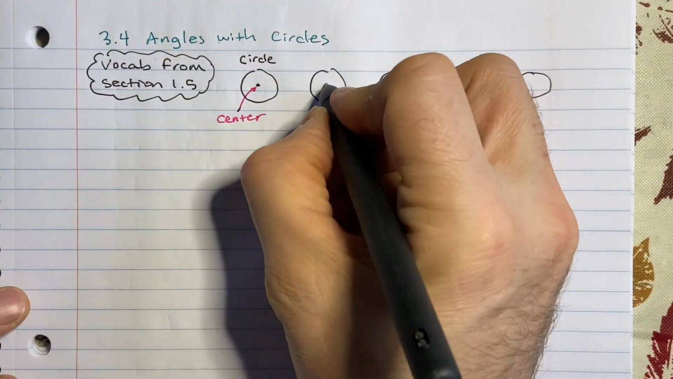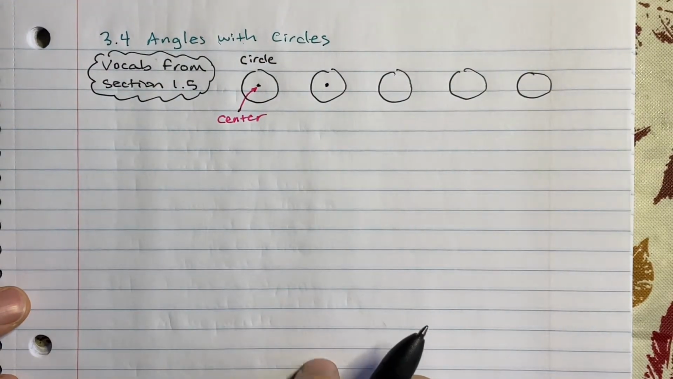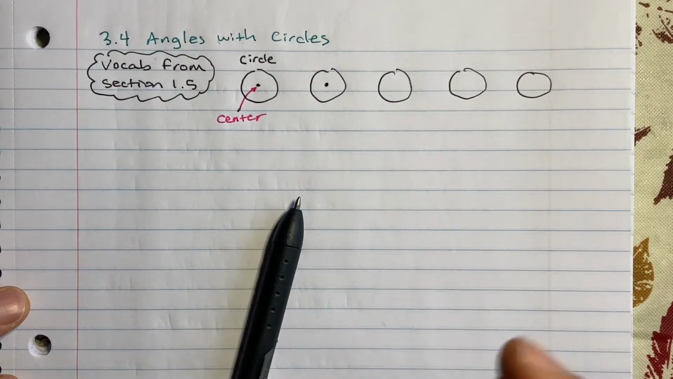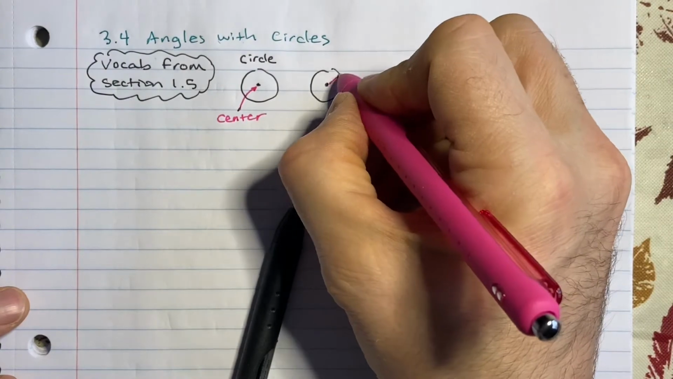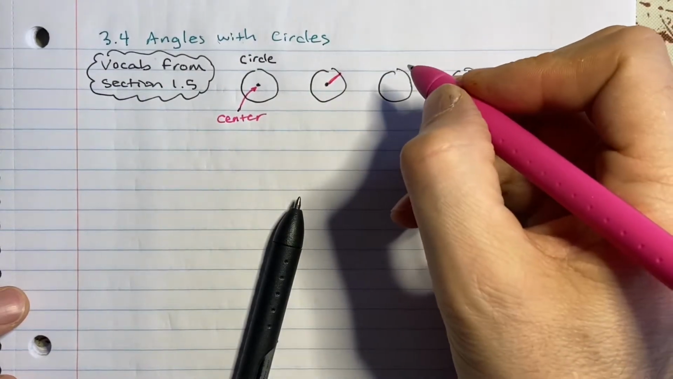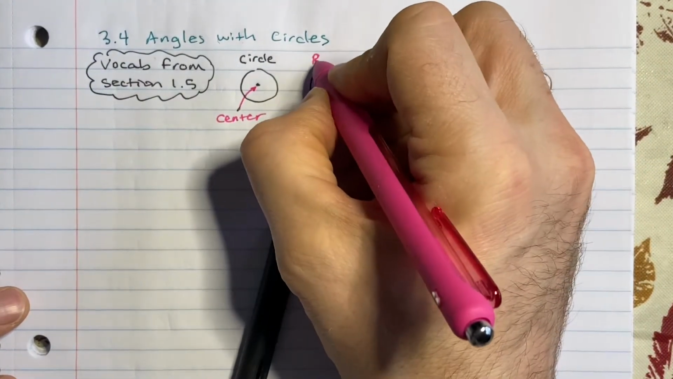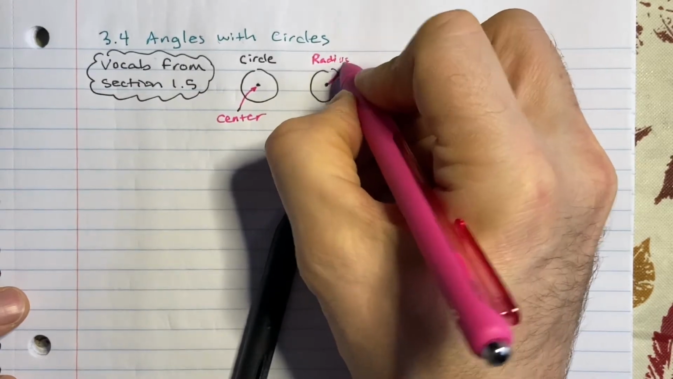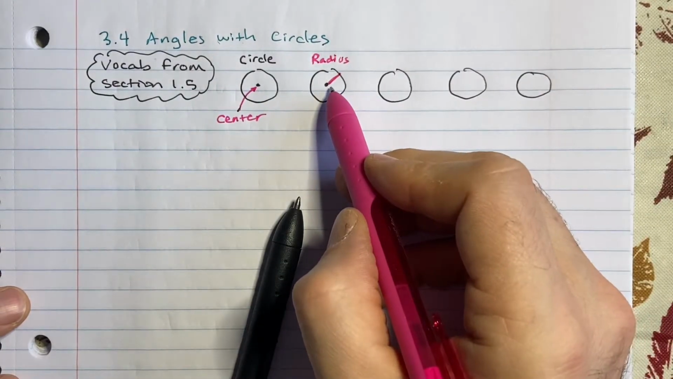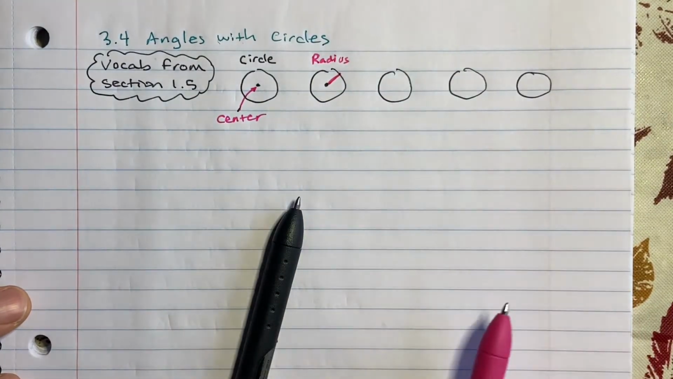For our second diagram, we'll have the center marked, but then you need to draw in what would be a radius of a circle and then label that circle radius. So radius is the segment from the center of the circle to the edge of the circle.